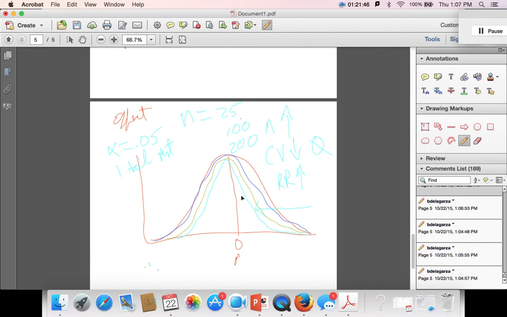So here, how do we increase power with sample size? Increase sample size. So have sample size be as large as possible so we can bring that distribution in closer to that zero value.